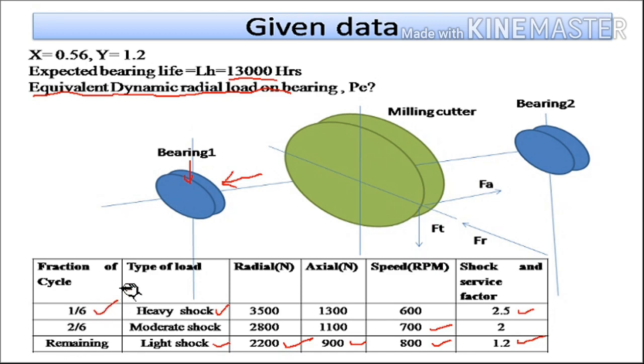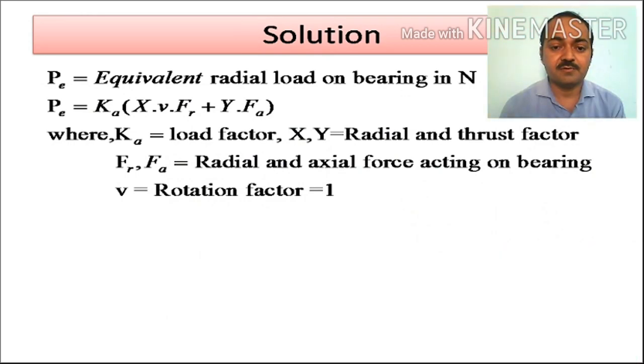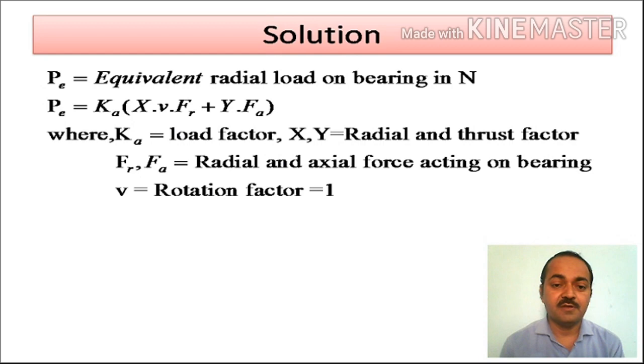So let us see now how we can attempt this particular numerical. This is nothing but the equivalent radial load acting on the bearing. The equivalent radial load acting on the bearing is generally specified, or you can calculate it by considering the application factor or the load factor, then X into V into FR plus Y into FA.